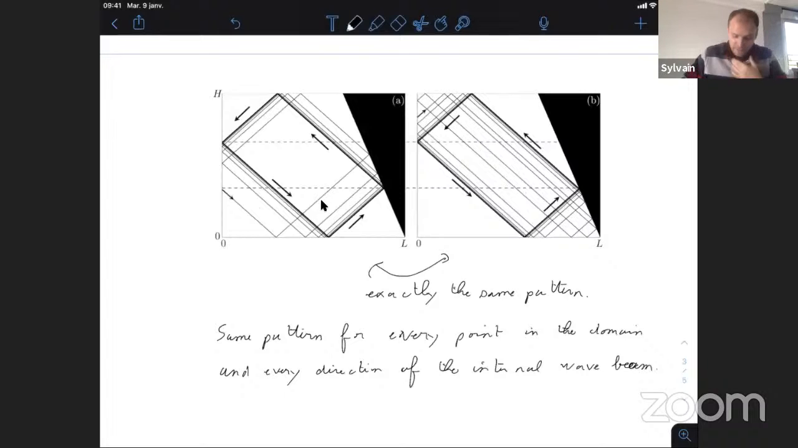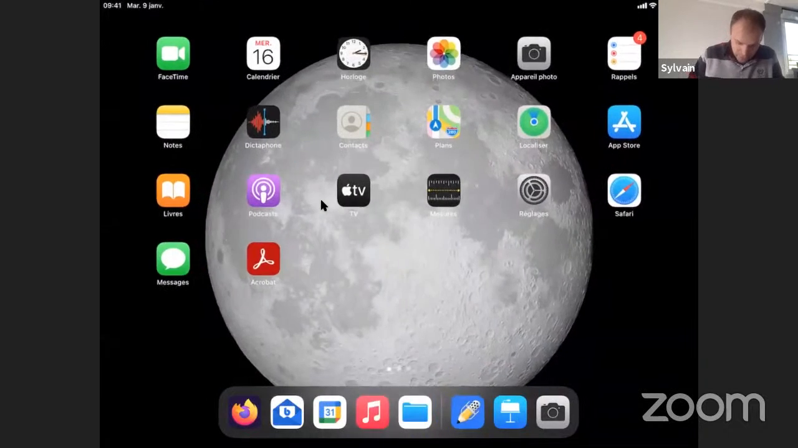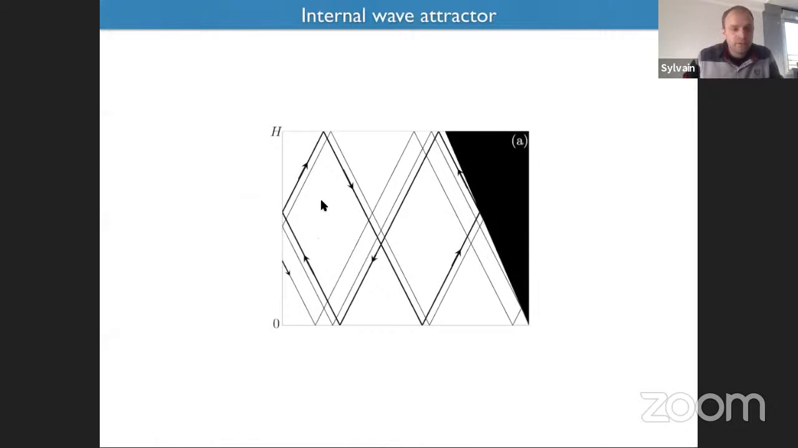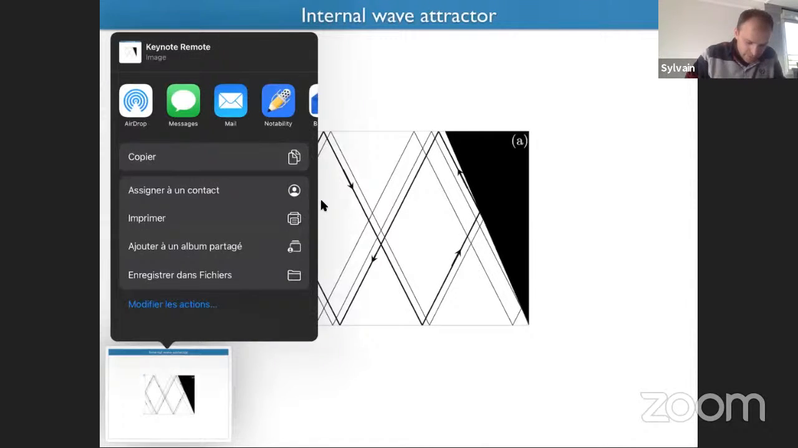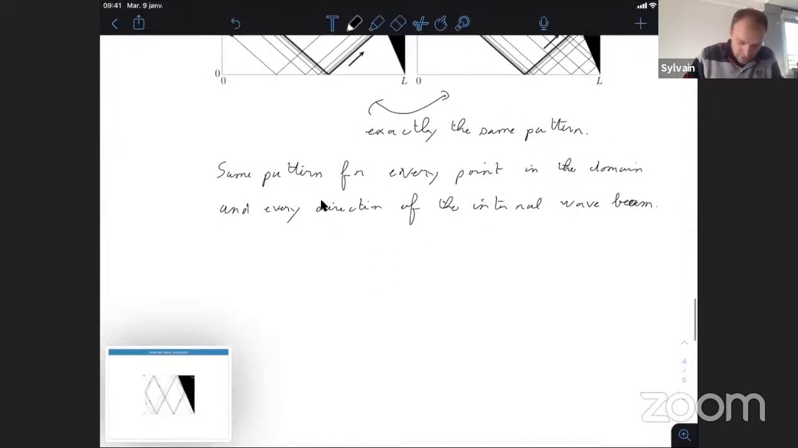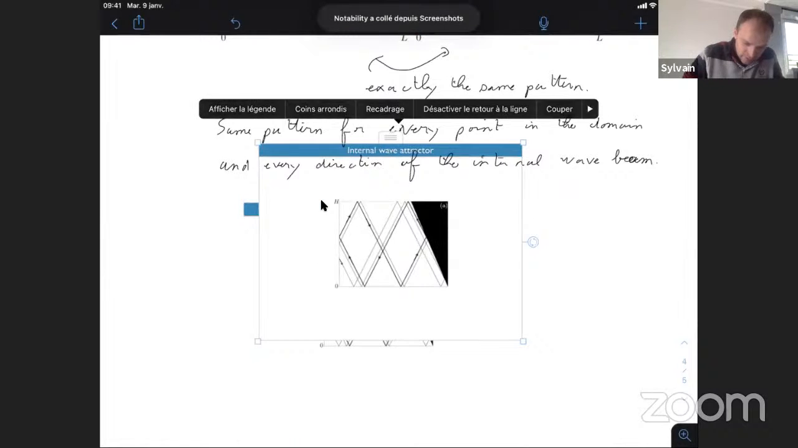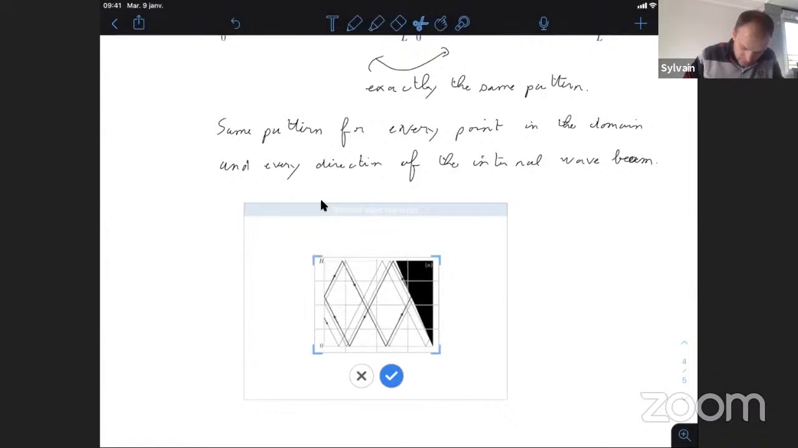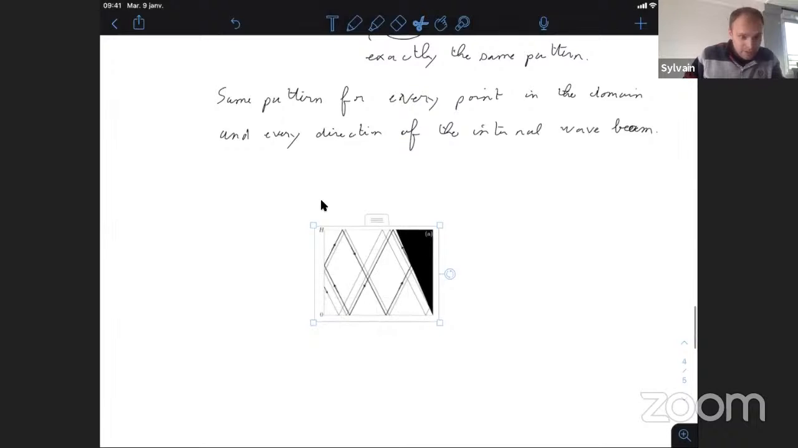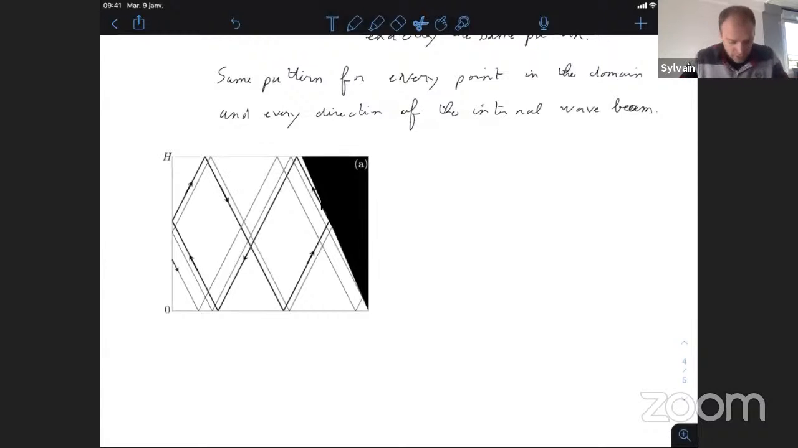Just before I answer this question, if you change the frequency, you can have the second one I've shown you before, and you also have a nice pattern when changing the frequency. So it's what you obtain.